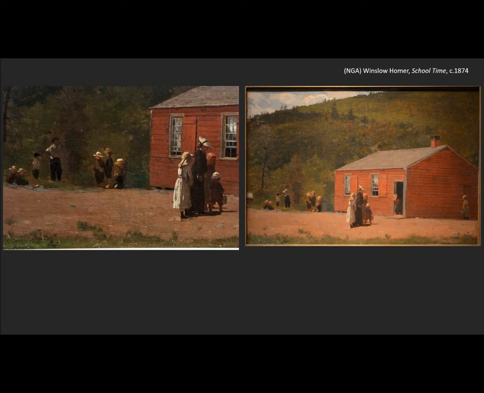We still talk about the single room red schoolhouse, right? As a sort of the paragon of how education began in America. The little red schoolhouse. And Homer gives us exactly that. This is the one room schoolhouse where, regardless of age, everyone will school together, right? From the toddlers to the adults in a single classroom.